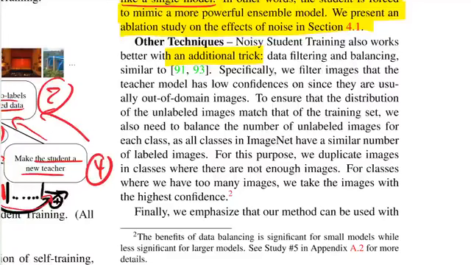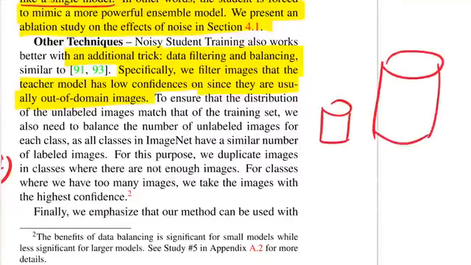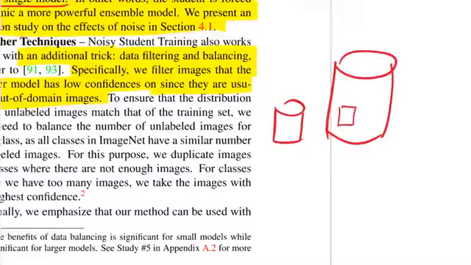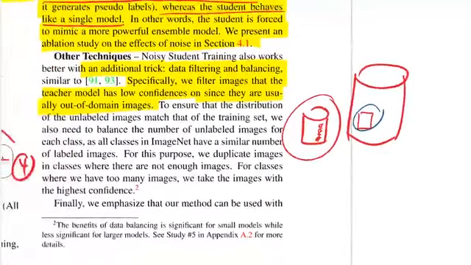In any case, they say it works better with an additional trick, data filtering and balancing. Specifically, we filter images that the teacher model has low confidence on, since they are usually out-of-domain images. So that goes to a point where we have this ImageNet labeled data set, and we have the larger data set. The larger data set simply contains images, and there is no guarantee that the images are actually of the classes that we have in the ImageNet data set right here. We have 1,000 classes here. There's no guarantee that these images fit into any of those classes. Yet we still ask the teacher model to put them in some of these classes.